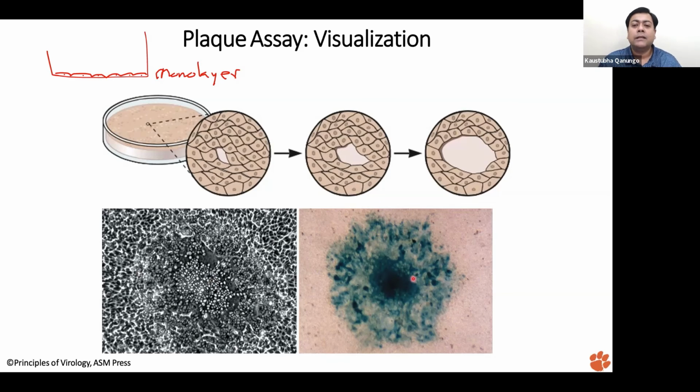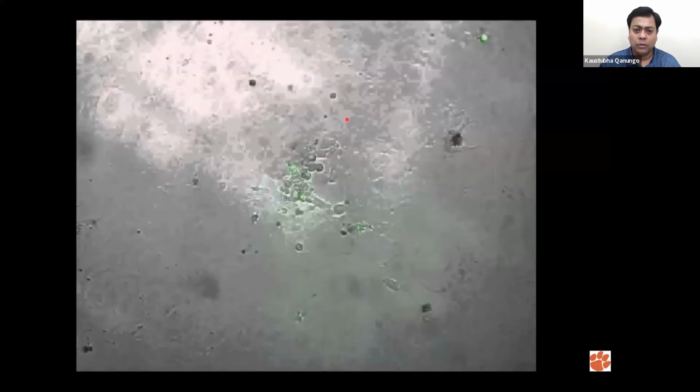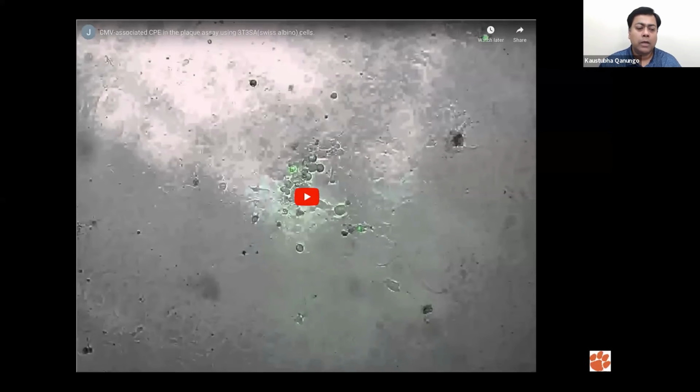Sometimes the virus is inserted with a gene which produces an enzyme. When you add a chromogenic substance, it does a reaction to produce a blue color as well. These are usually used mainly for vector preparation or recombinant DNA technology. But even without that, you can visualize plaques, as in some of the pictures that you will be able to see right here.